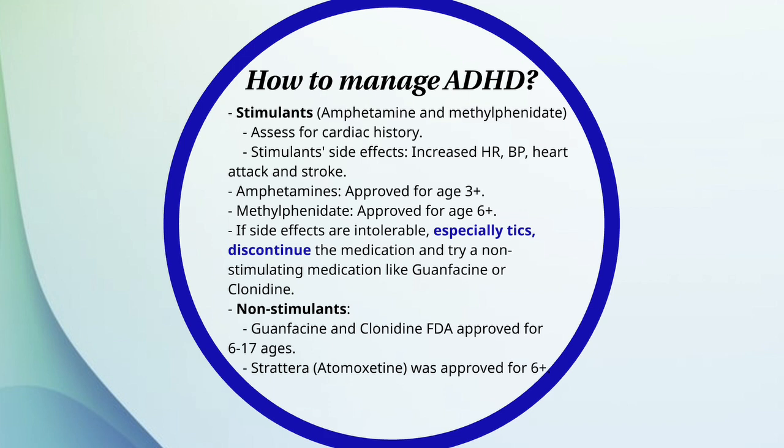Now, if you are prescribing a stimulant for a kid or adolescent, you need to know the ages. As you can see here, amphetamine is 3 years old and up, right? As early as 3 years old. Now, everything else, to include methylphenidate, is 6 and up. So you should memorize this. Amphetamine is 3 years old, methylphenidate 6 years and up.